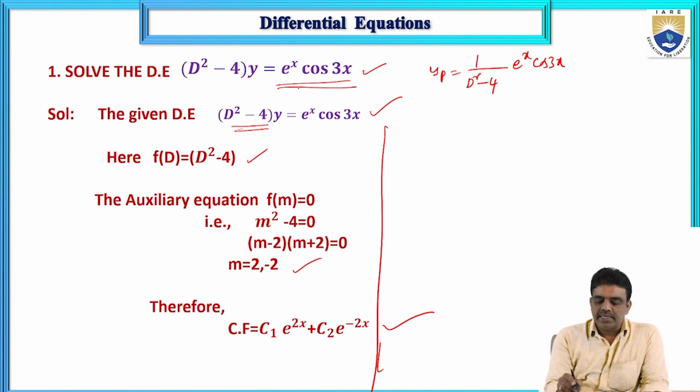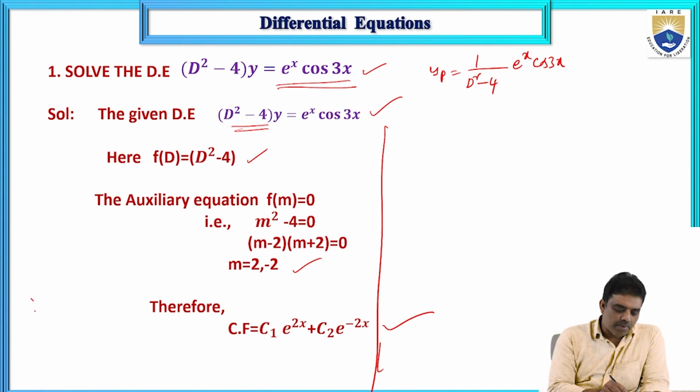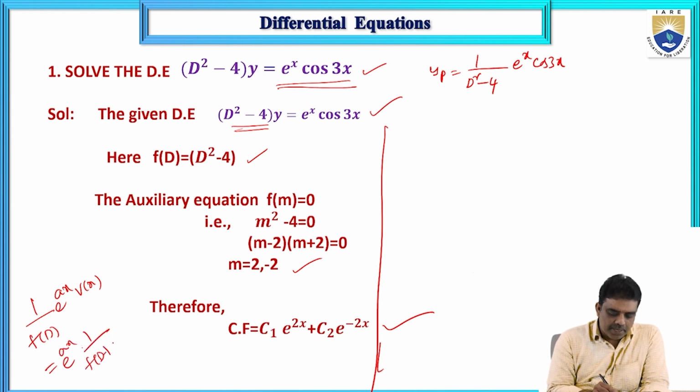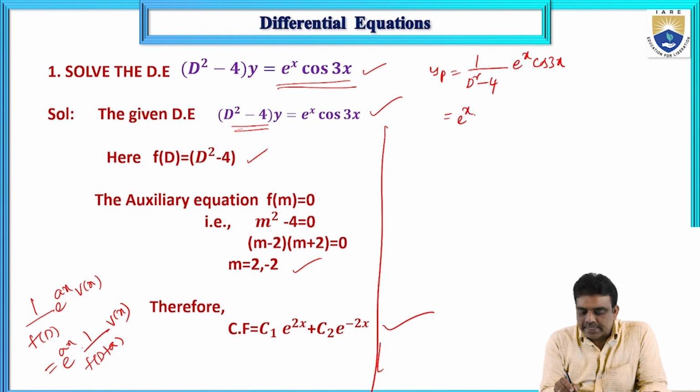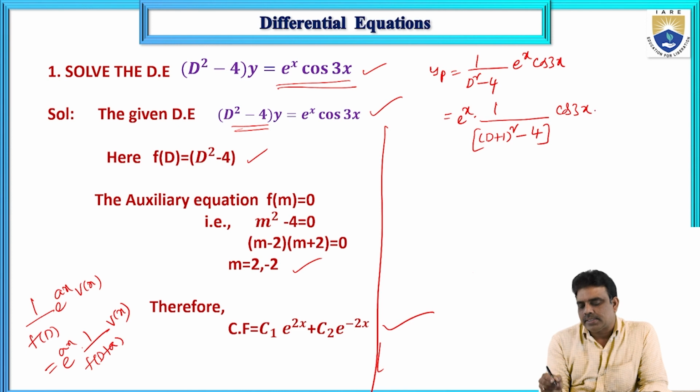So it is e power x into V of x form. The formula: 1 by f of D of e power ax V of x is equal to e power ax into 1 by f of D plus a of V of x. So now replace D by D plus a. On replacing, e power x first, and replace D by D plus 1. So D plus 1 whole square minus 4 of cos 3x.